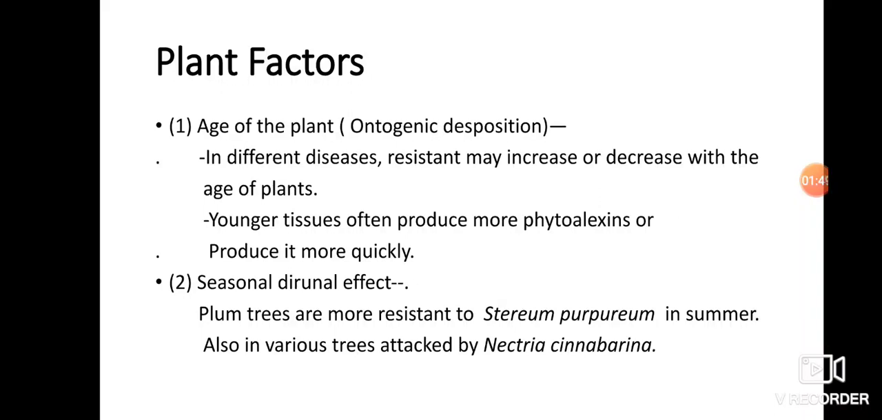The resistance of some trees to certain pathogens appears to follow a seasonal periodicity. Example: plum trees are more resistant to the fungus Stereum purpureum in summer. This also applies for various trees attacked by Nectria cinnabarina. Scientists in 1950 attributed the summer resistance to a direct or indirect protective effect of increased water content during the summer months.